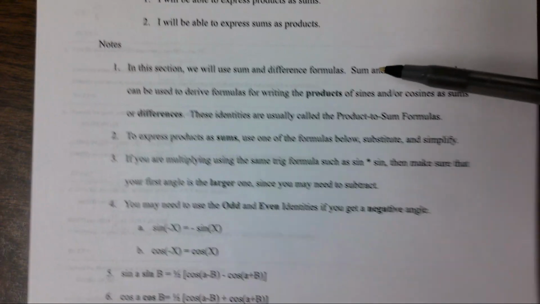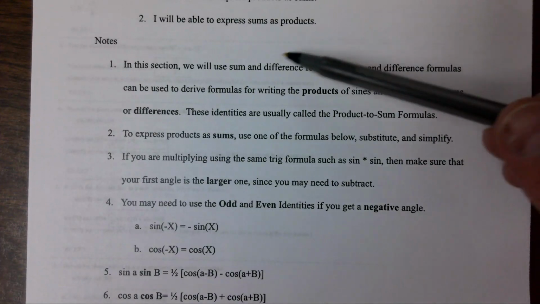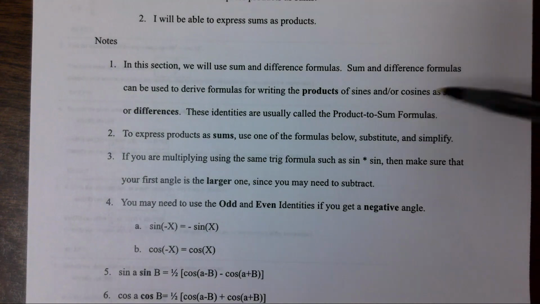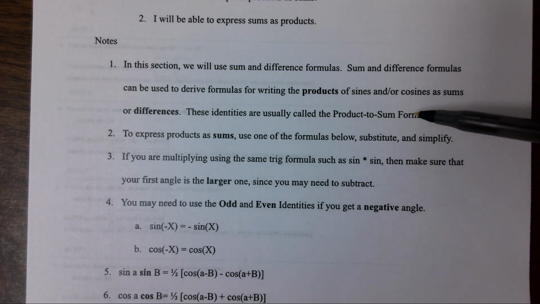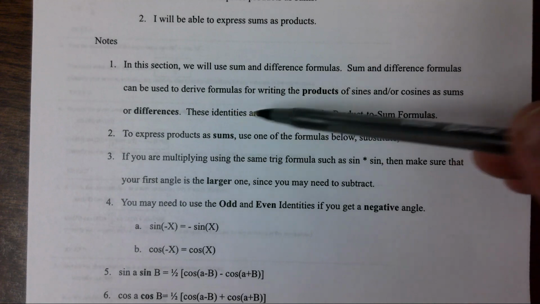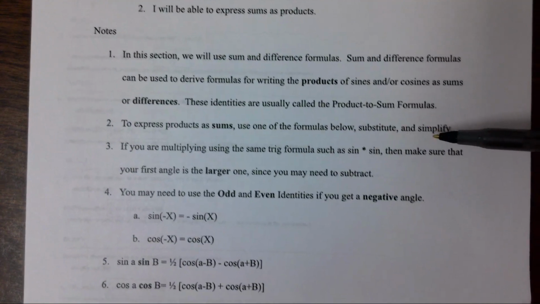So in this section, we use the sum and difference formulas, which derive the formulas for the products of sines and cosines as either sums or differences. These are usually called the product to sum formulas. To express the products as sums, use one of the formulas below, substitute, and simplify.